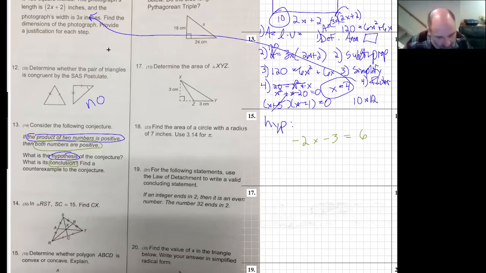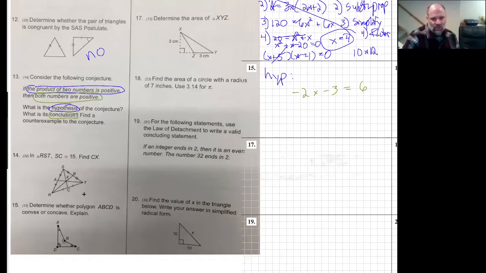On the real test, it's a little different, but same kind of thing. So you just have to prove this wrong with just one example. That's what a counterexample is. You guys think you can handle that? Identify the hypothesis and conclusion, and then give a counterexample if it's not true.